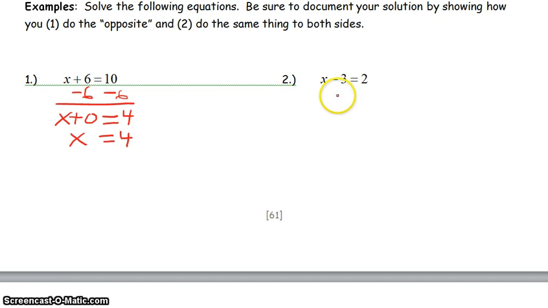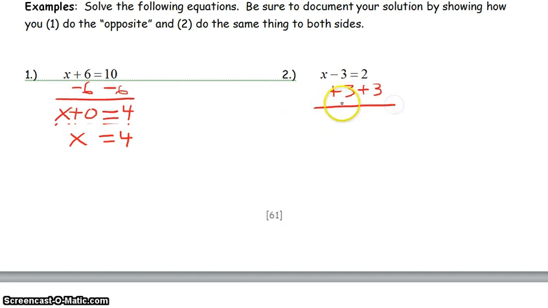Now we go to problem number 2. We have x minus 3 equals 2. We're solving for x in this problem as well. So we need to get rid of this minus 3. And we get rid of the minus 3 by adding 3. Now we have x minus 3 equals 2, and we added 3 to both sides.